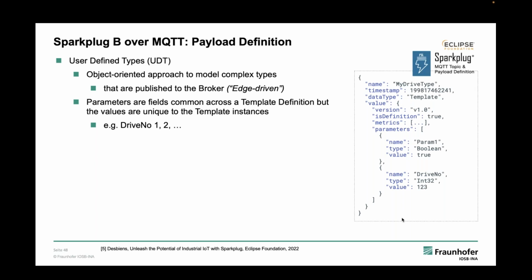These UDTs also have parameters, which basically means a field that's common across such a UDT template definition, but the values are unique to template instances. So you have, for instance, here in the example, a drive type, and then you have a parameter drive number, and it would then be incremented for the template instances of this UDT.